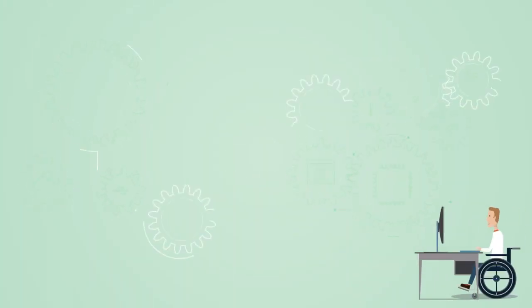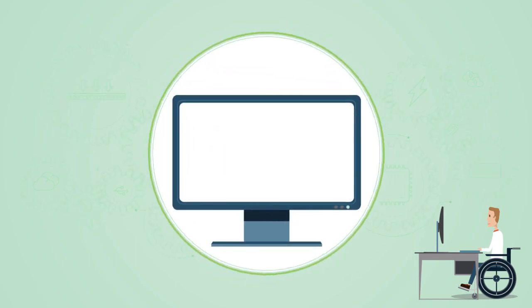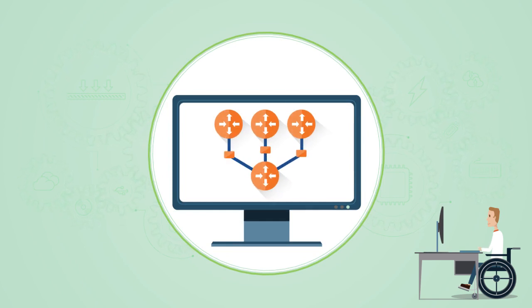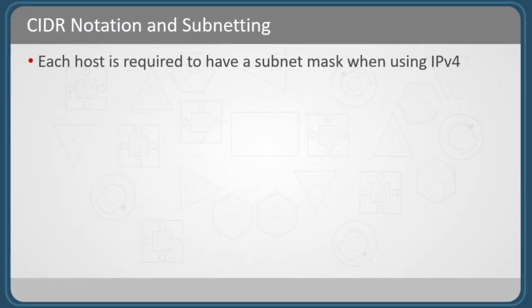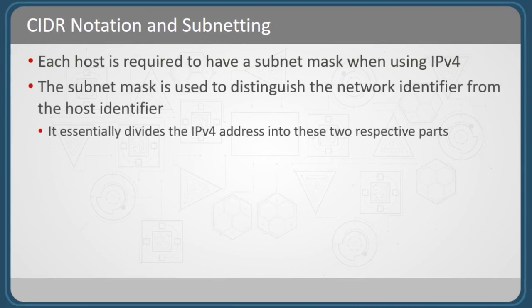In this presentation, we will get started with taking a look at subnetting, but before we do, we'll also introduce CIDR notation, or classless interdomain routing. Now, every host in an IP version 4 network is required to have a subnet mask along with its IP address. And the subnet mask is used to distinguish the network identifier from the host identifier. We touched on this before, but every IP version 4 address is made up of two parts, a part to identify the network and a part to identify the host on that network.